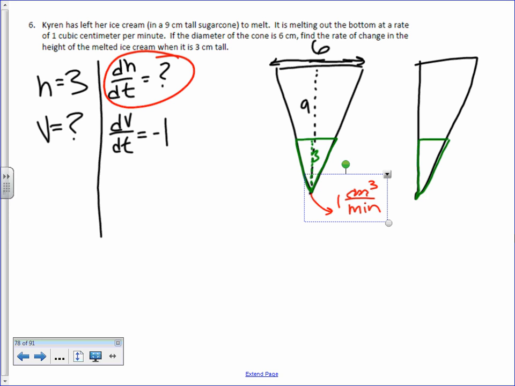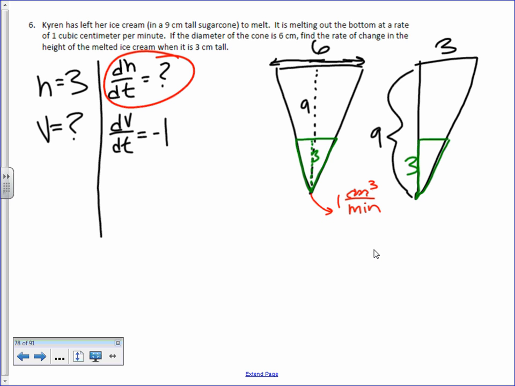At the top of my cone, the radius is 3. The height all the way down is 9. And then the height here just of the ice cream is 3. So just like before, we can set up a proportion to find the radius of the ice cream. Well, we're not sure we need that yet. We're just getting ourselves ready.